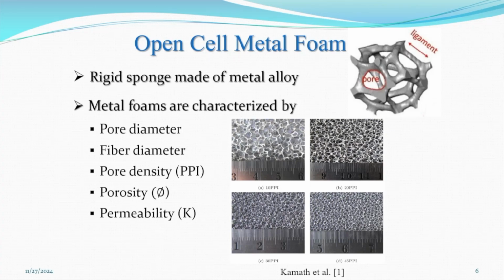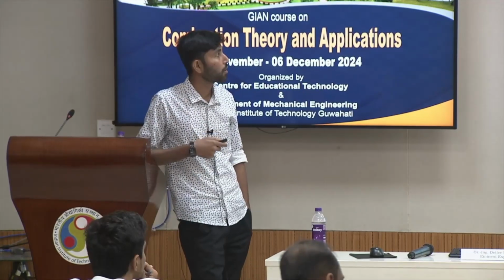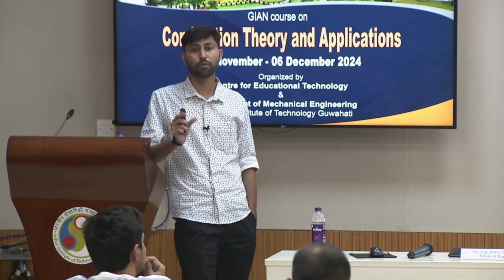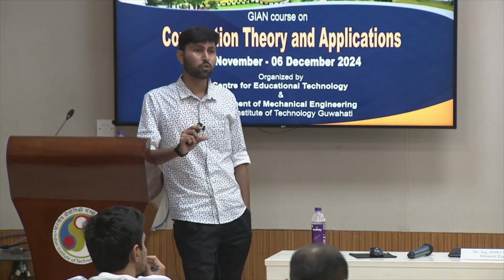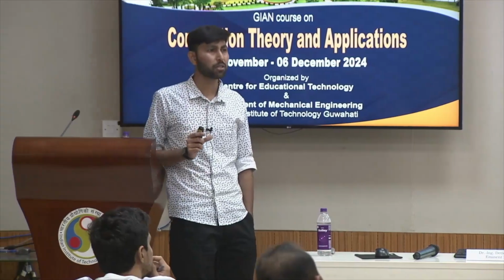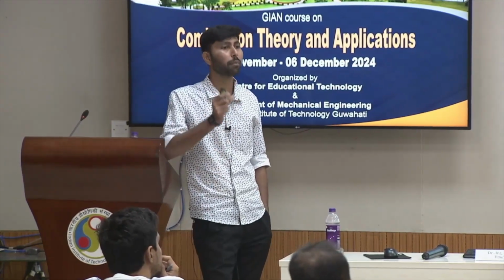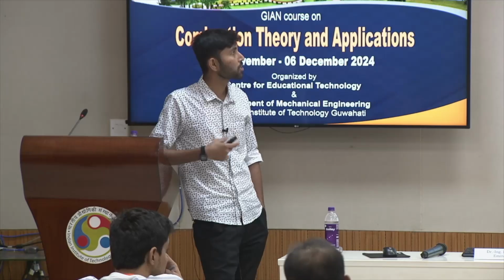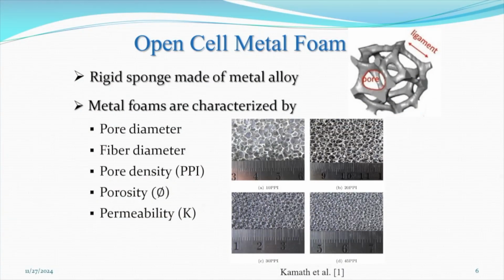This open cell metal foam is a rigid sponge made up of metal or metal alloys, and it possesses some characteristics. One is pore diameter. In that skeleton structure, the voids that are available for the fluid to flow, we call pores, and there is their diameter. It is not exactly a circular shape, it will be somewhat annular, so the average mean diameter is considered, and we call it the pore diameter. And what you are seeing is the ligament, also referred to as fiber. That diameter we can measure, and that is the fiber diameter or ligament diameter.